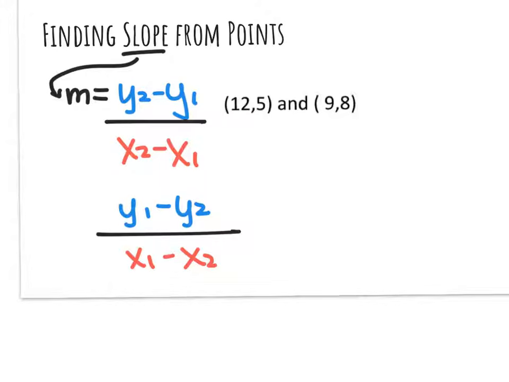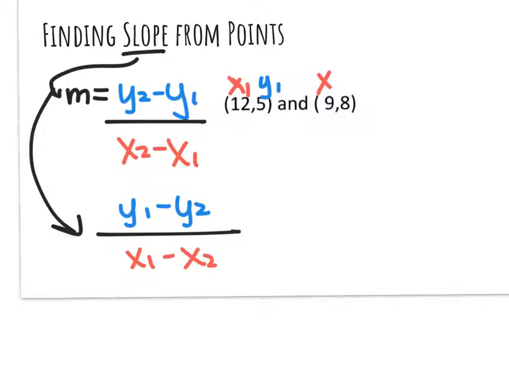All right, so let's go ahead and work on finding the slope from these 2 points. I'm going to first label my points so that I know how to plug them into my equation. First things first, in a coordinate point, it always goes x, y. So this is going to be x1, and this 5 is going to be y1.